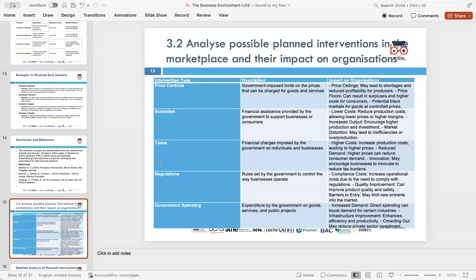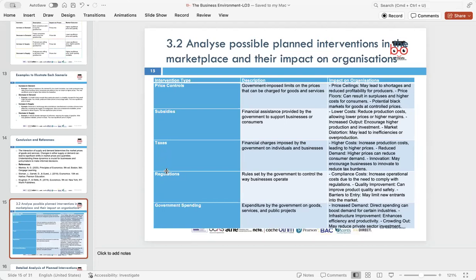Impact on organizations: higher cost. Taxes on goods and services increase production cost, which are often passed on to consumers as higher prices, potentially reducing demand and sales volumes. Reduced demand: higher prices due to taxes can decrease consumer demand, impacting overall sales and profitability. For example, taxes on tobacco products are intended to reduce consumption. Innovation: businesses might innovate to reduce their tax burdens, such as investing in energy efficient technologies to benefit from tax credits. Next is regulations. Regulations are rules set by the government to control how businesses operate.